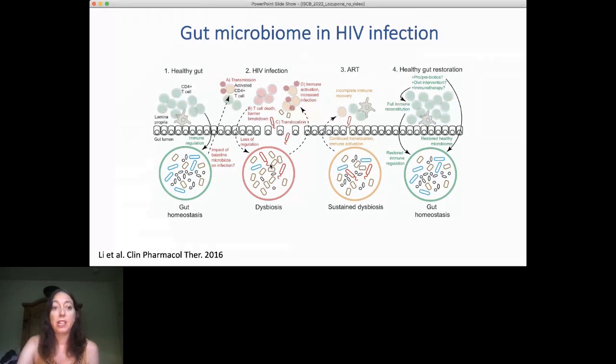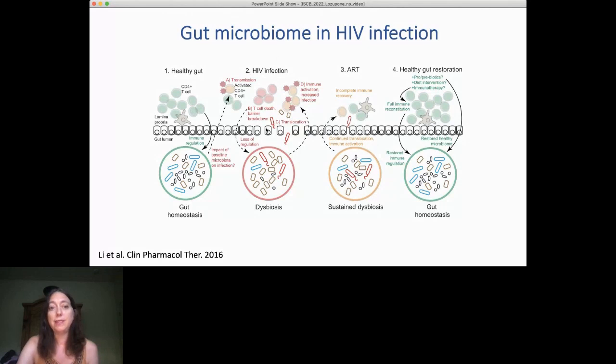Since the gut is a major site of transmission of HIV because of transmission via anal intercourse among men who have sex with men, gut microbes are important for transmission because they affect the activation state of the target cell of HIV, CD4 T cells.